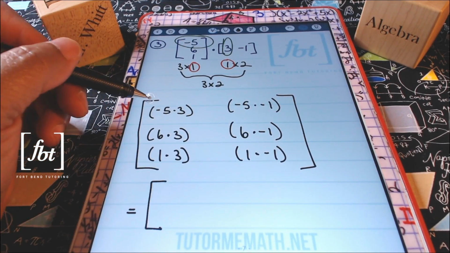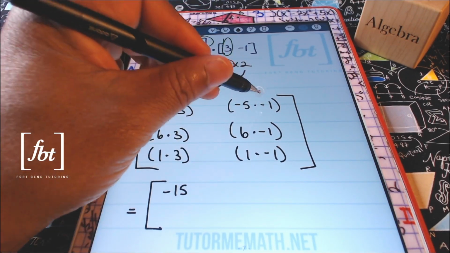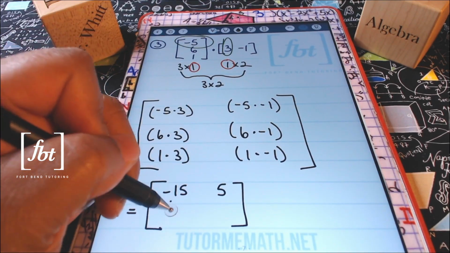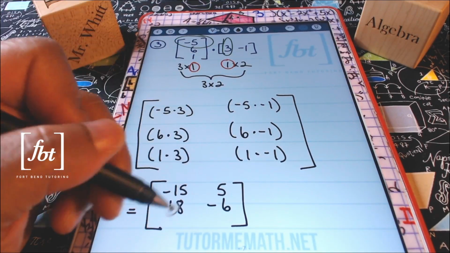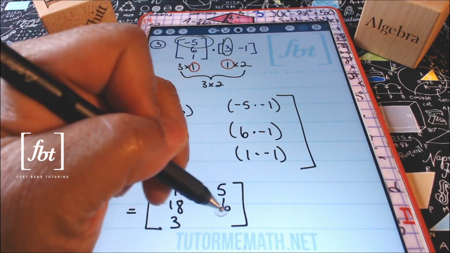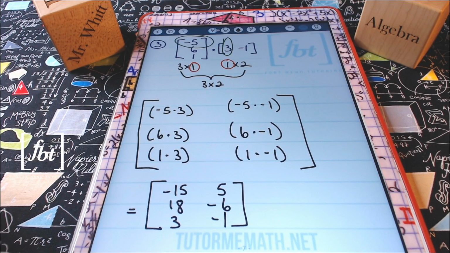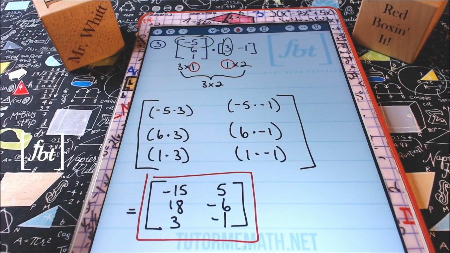Okay, let's see what happens. We have negative 5 times 3. That gives us negative 15. You'll have negative 5 times negative 1. That's positive 5. You'll have 6 times 3, which is 18. You'll have 6 times negative 1, which is negative 6. 1 times 3 gives you 3, and 1 times negative 1 is negative 1. And this is our answer for problem number 3, guys. Just like that. Red box it. Here we have our result right here. There you go. That's problem number 3. Not bad.